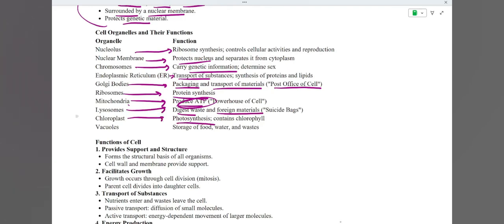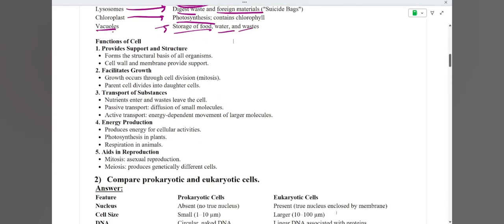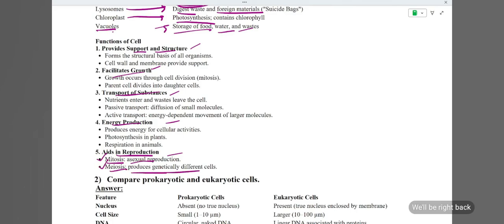Chloroplast, it is present for the photosynthesis process, and it contains the chlorophyll substances. And last is the vacuole. Why? Because it stores the food and water and the waste that is there. And you can see the function, it helps to provide the support and the structure, it facilitates the growth, transport of the substances and energy production, and it aids in the reproduction. It happens in two ways, that is either mitosis or meiosis. Mitosis means asexual reproduction, meiosis means produces genetically different cells.